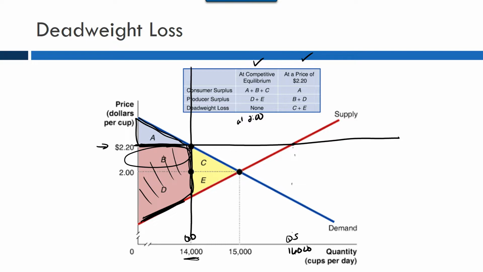We're not really that concerned about that because somebody's still benefiting, okay? But this area, because we only sold 14,000, these guys right here didn't get sold to anybody. So neither the consumer nor the producer benefits. So this is what we call dead weight loss, okay? That's this area C and E. So B isn't really a problem. It got transferred from one group to another. But C and E are a problem because neither the consumers nor the producers benefit from this.